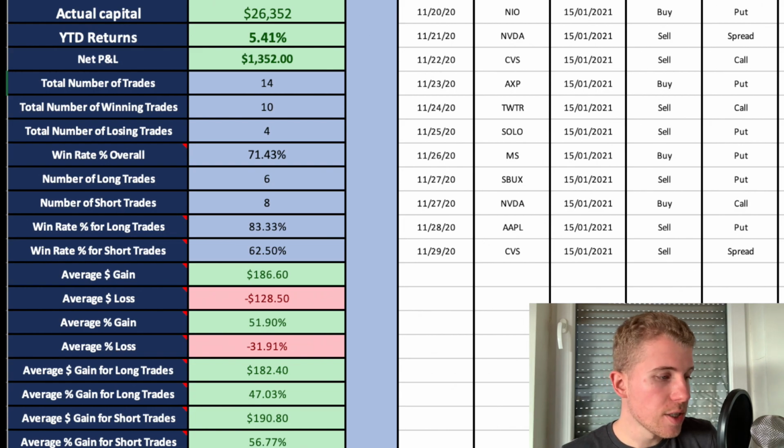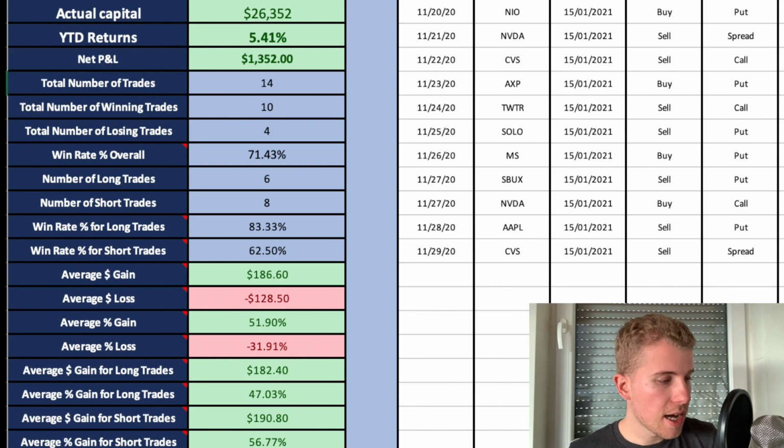Well, at least this spreadsheet tells you that, for example, if you have a win rate percentage for long trades of, let's say, 10%, and for the short trades you have a much higher win rate, then maybe it's better to focus on the short trades. And that's what that spreadsheet is made for, so as to tell you some insights about how you're actually trading.